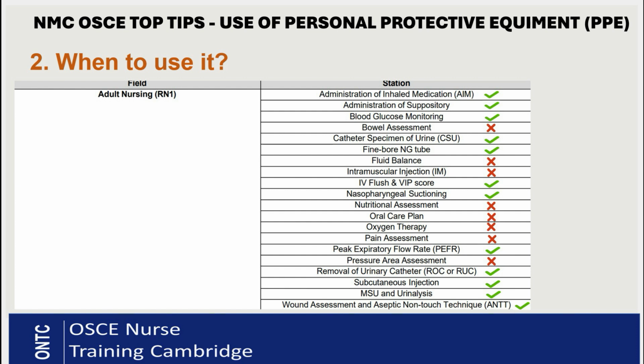The first one on the list here is administration of inhaled medication. You don't need to use the gloves and apron to do the actual skill of giving the inhaler, but you do need to use gloves when you clean the spacer device afterwards. Most of the skills you don't need it for. You can go ahead and give the inhaler with just clean hands, but after giving it, because it's been in the patient's mouth, you can't clean the spacer without gloves on.